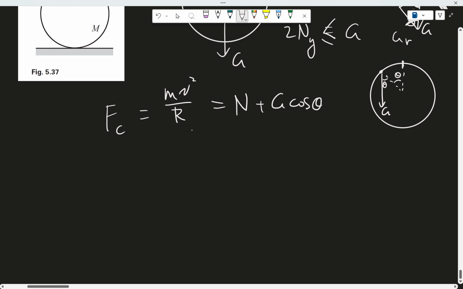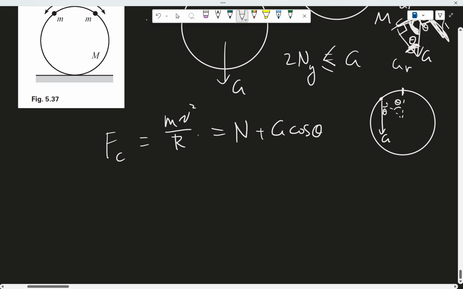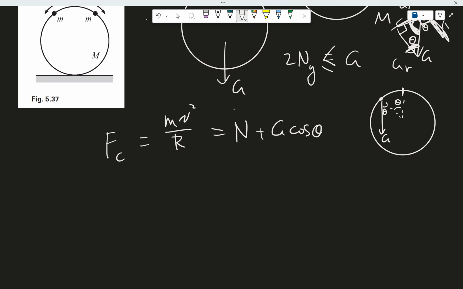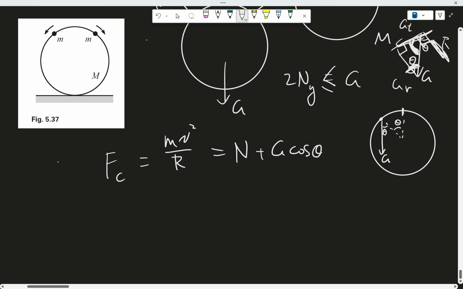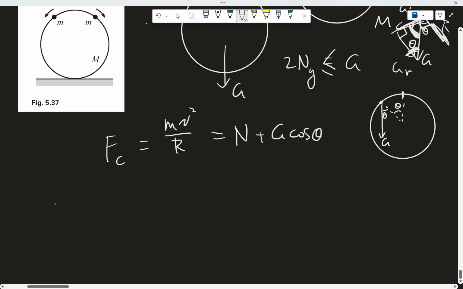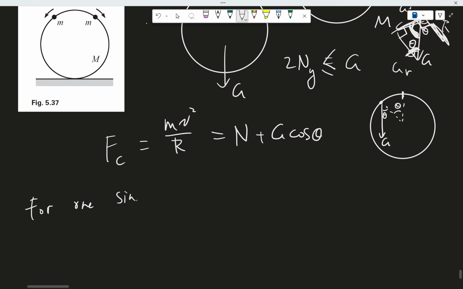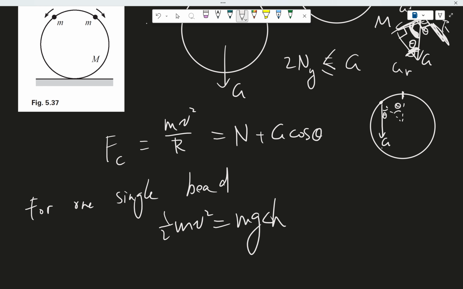Next, let's try to find v. What can v be? Once we get v, we'll be able to get N. And once we get N, we can get the y component of the normal force, and with that, we'll be able to find the threshold. And so for v, let's use the conservation of energy here, since the loop is frictionless. So for one single bead, we have half mv squared equals mg delta h. And what is delta h?